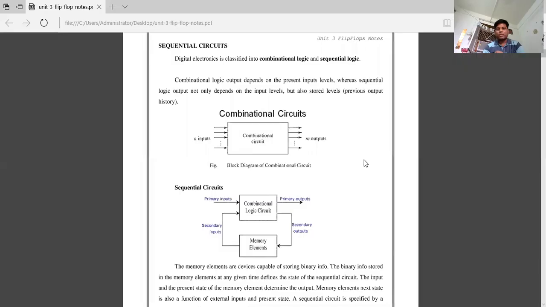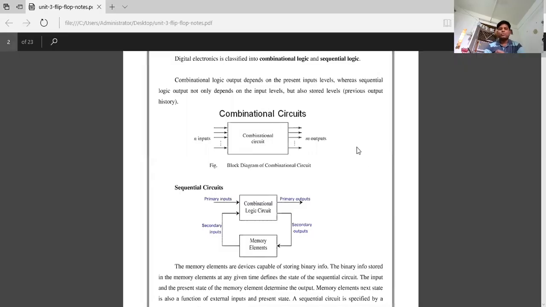Sequential circuit. First of all, we have to know about the combinational circuit. This is the combinational circuit: n inputs, m outputs. If the outputs depend on the present input only, this is a combinational circuit. And in the sequential circuit, the outputs depend on the present input as well as the previous output.